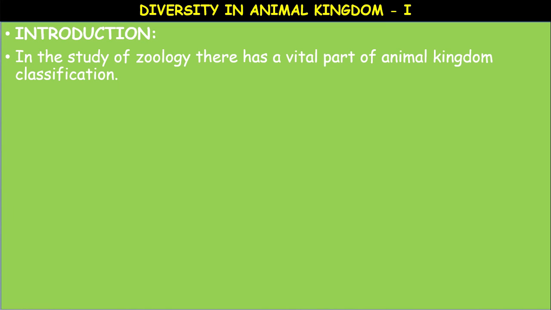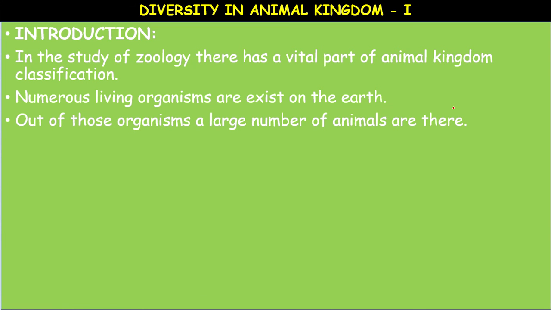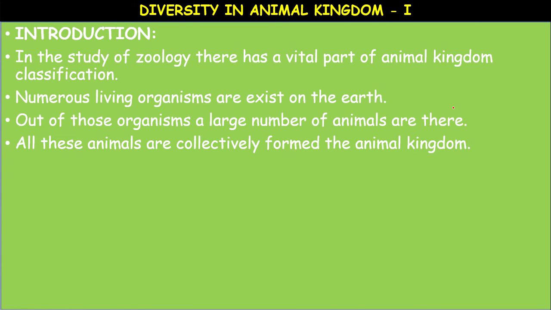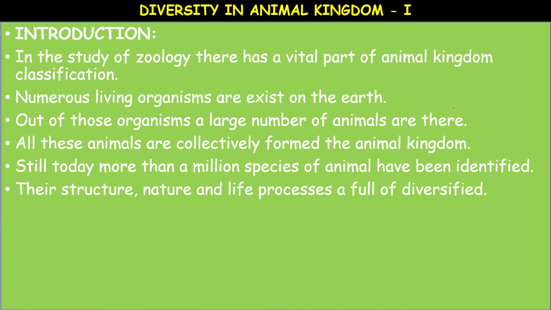In the study of zoology, zoology means study of animals, there is a vital part, animal kingdom classification. Numerous living organisms exist on the earth. Out of those organisms, a large number of animals are there. All these animals collectively form the animal kingdom. Still today, more than 1 million species of animal have been identified. Their structure, their nature and the life processes are full of diversity. Diversified means different.